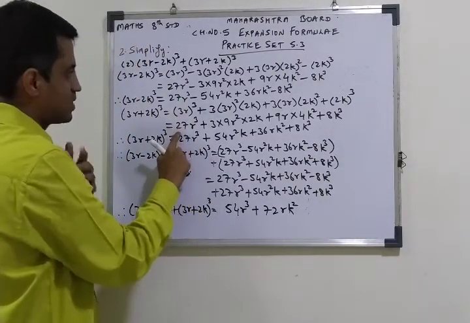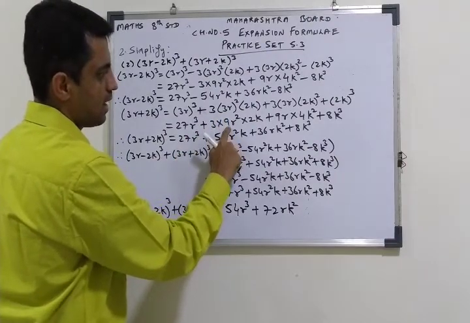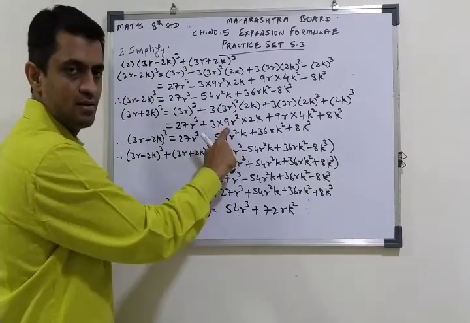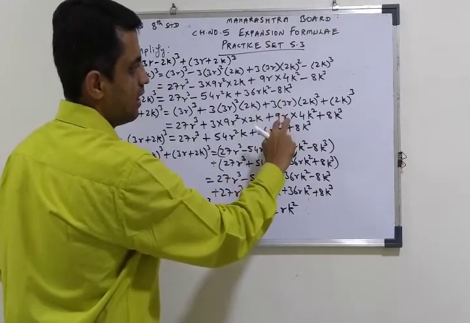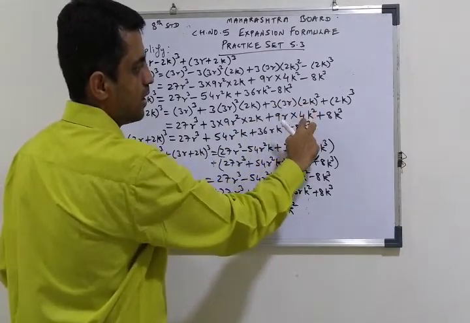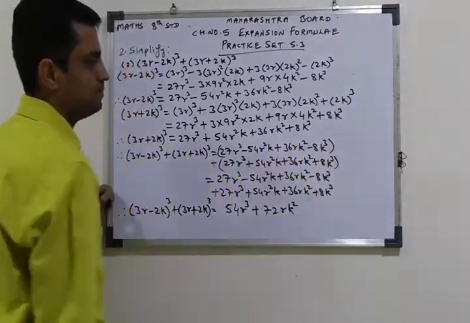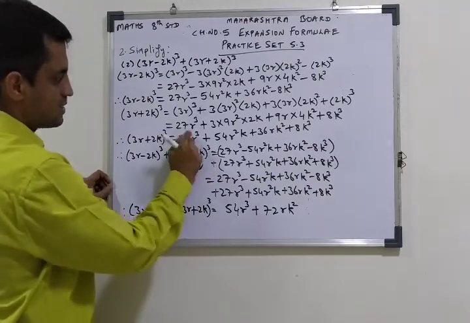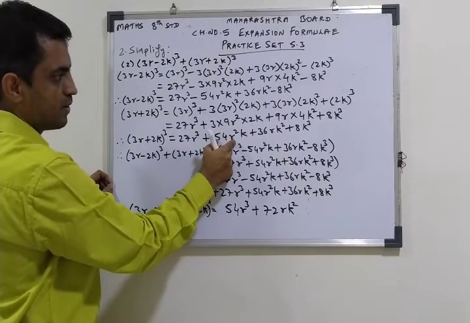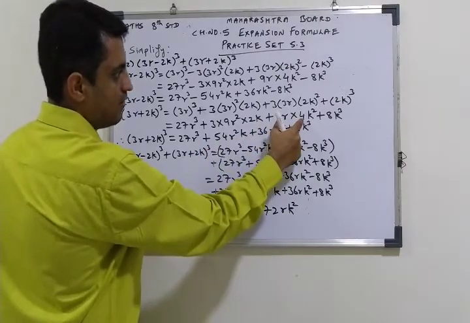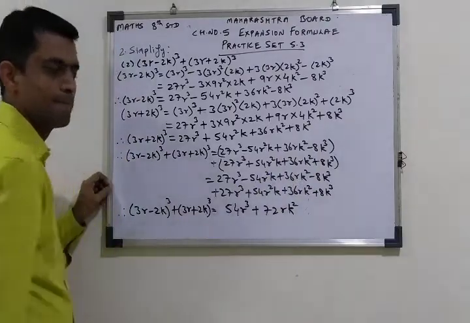Now 3 cube means 27 r cube. Then 3 square means 9 r square into 2k. 3 3s are 9. 2 square is 4, k square, plus 2 2s are 4, 4 2s are 8 k cube. Now this as it is, 9 3s are 27 into 2, 54 r square k. Here 9 4s are 36 r k square plus 8 k cube.